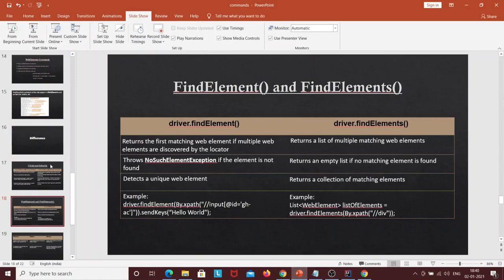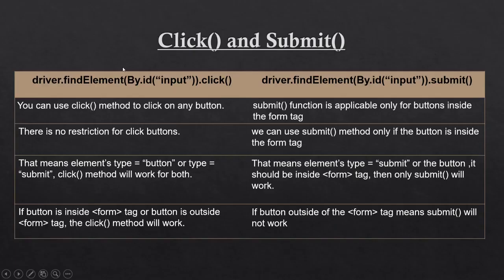So let us just understand the difference between all these methods. I have explained the difference between the click and the submit. So for the click we have no restrictions, whereas for the submit method we have restrictions. That is, the method is only applicable if the button is inside the form tag. So this is the basic difference between the click and the submit. If the button is inside the form tag or outside the form tag, the click method will work. But if the button is outside the form tag, the submit will not work. We have seen the example also.